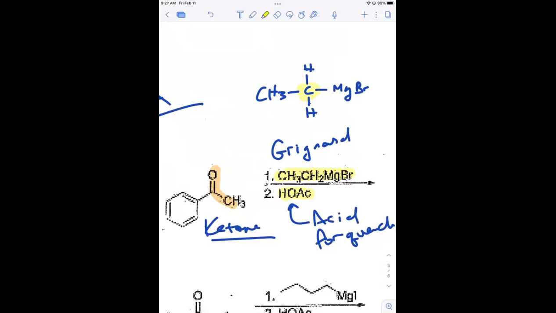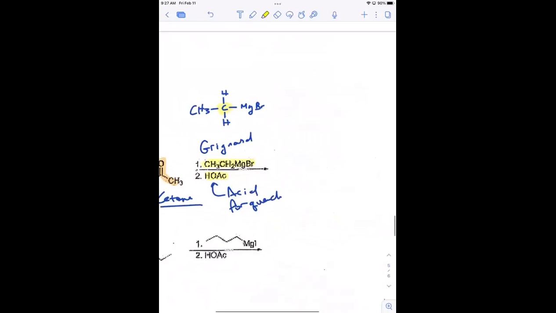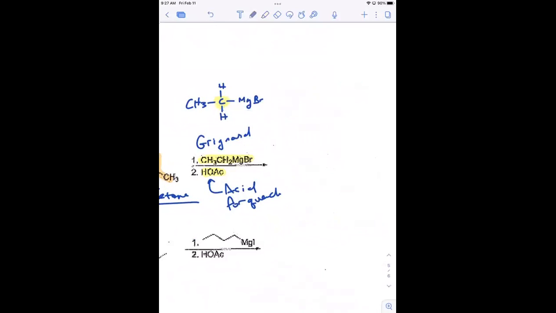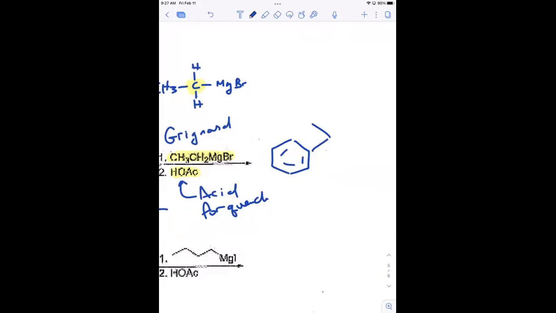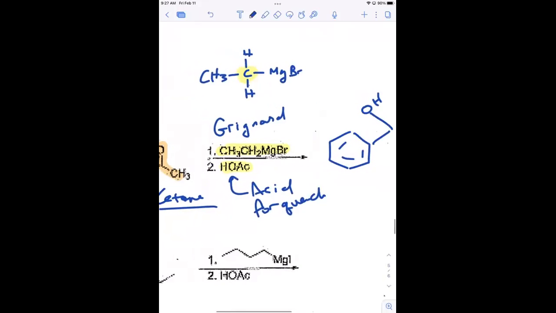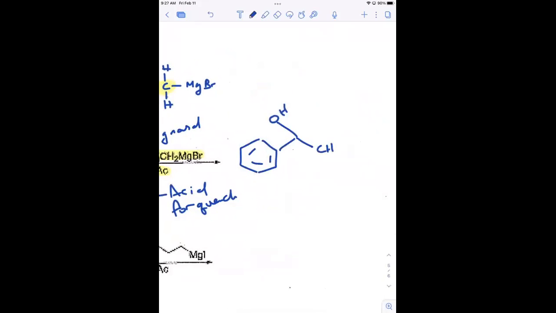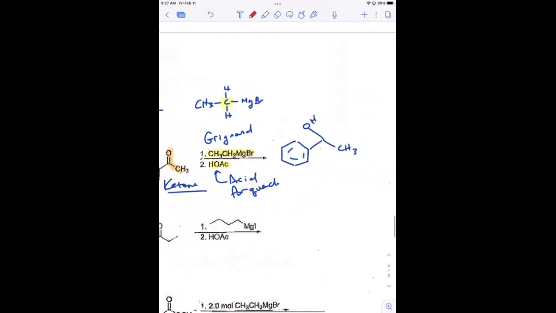So even without going through the mechanism and the product, what's going to be attached to the carbonyl? We know that the aromatic ring is not going anywhere. We know that there's going to be an alcohol in the product because of the acetic acid quench. We know that the CH3 is not going anywhere. So what am I adding to that carbonyl in this reaction? Because it is an addition of a Grignard to that carbonyl.